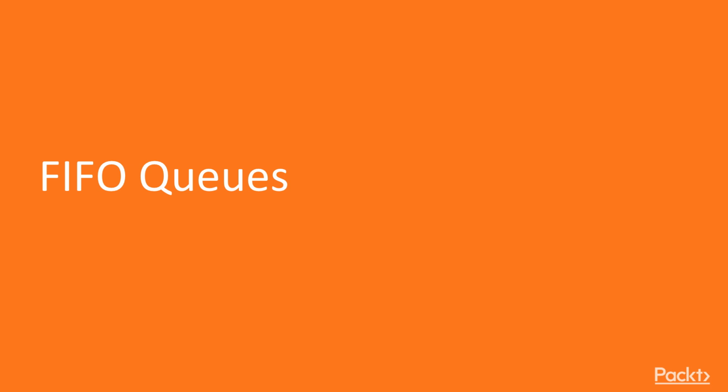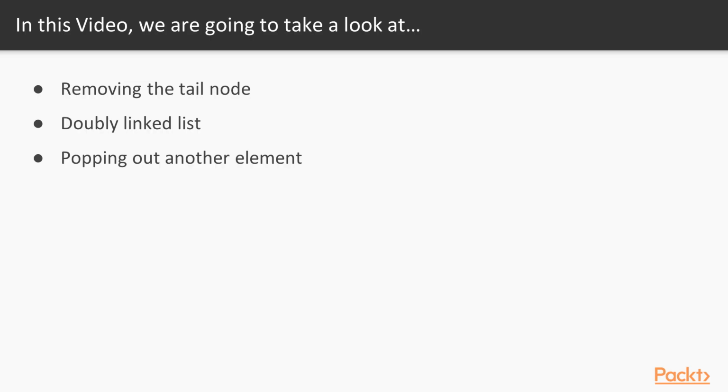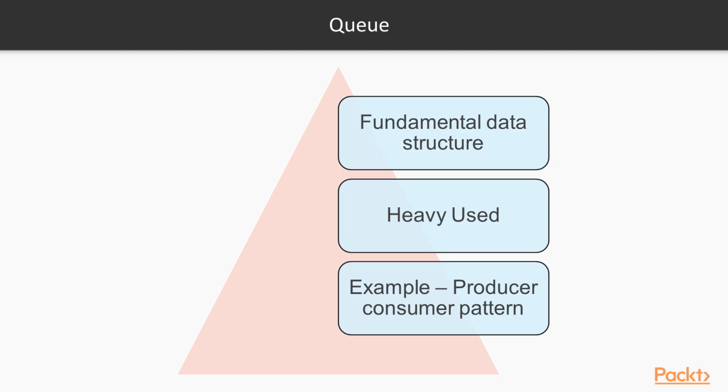Now we move on to the first video of this section, FIFO Queues. In this video we'll learn to remove the tail node, go for a doubly linked list, and pop out another element. A queue is another fundamental data structure.